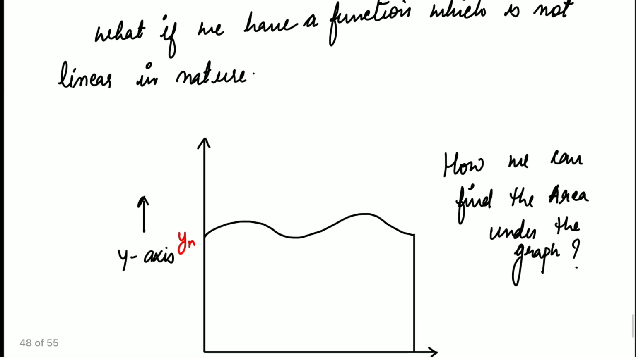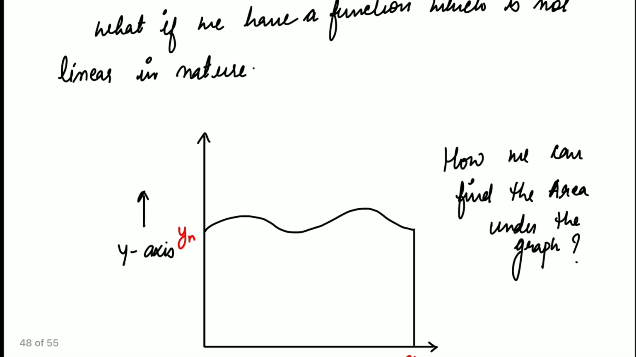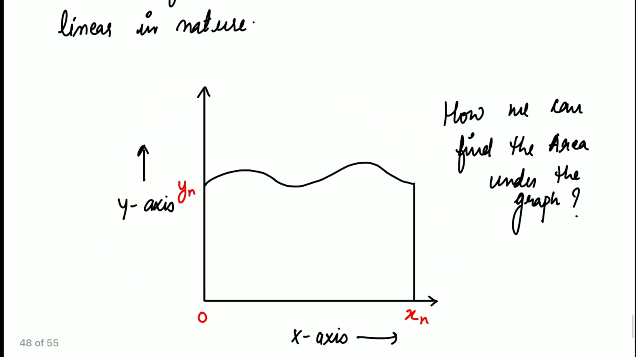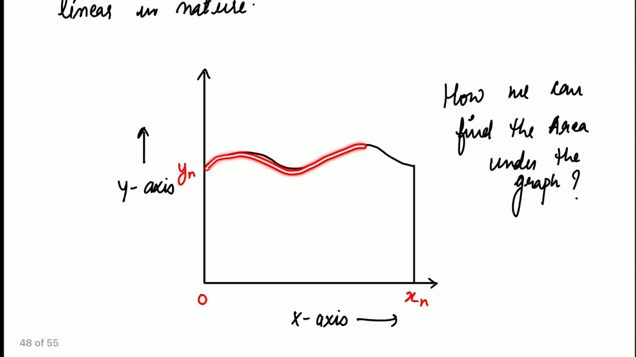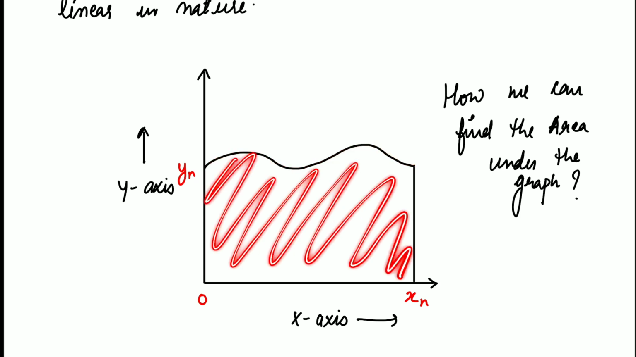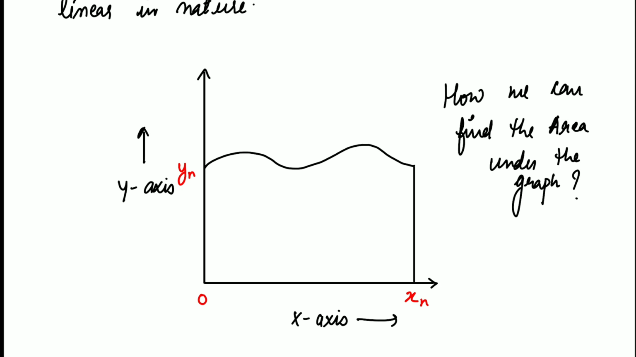For example, if my graph is not linear in nature, how can I find out the area under something like this? You can see it has lots and lots of curves. I want to find out the area under this graph. It becomes very difficult to solve these problems by a conventional method. I can divide it into a rectangle, but this part is still left in order to find out the area.